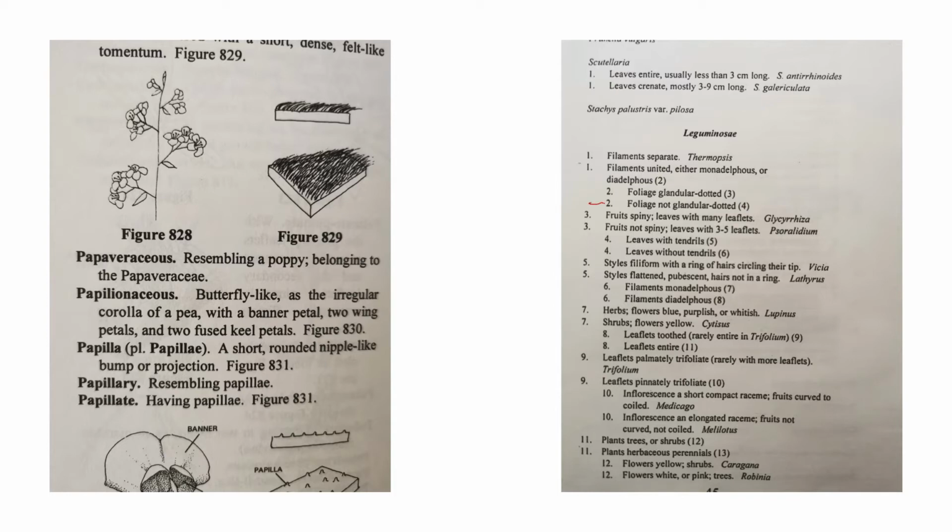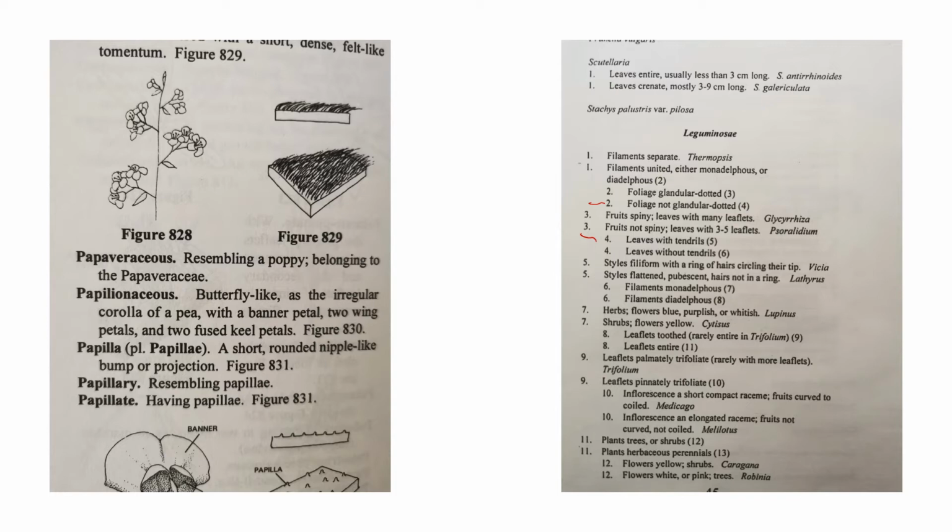There were no dotted glands right there. So we can move to, on the leaves, we can move to 4 and read that there were leaves with or without tendrils. And I included a picture so you could see that there were tendrils there. And so we move to 5, and styles filiform with the ring of hairs circling their tip.